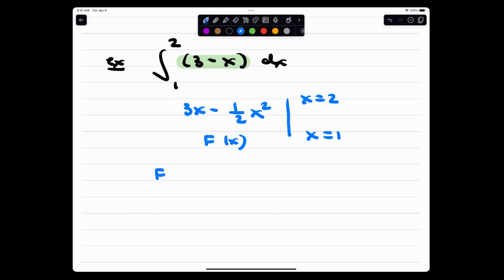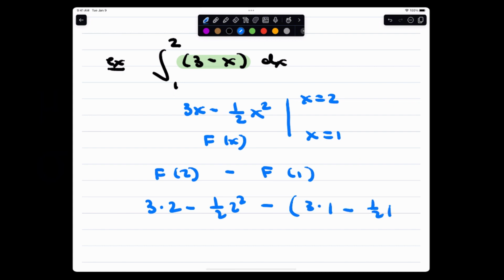So F of 2 minus F of 1. 3 times 2 minus 1/2 times 2 squared, and then 3 times 1 minus 1/2 times 1 squared. Sometimes it's easier to do it a little bit like this. Maybe you see it better. All right, you guys see my point? You got to get that antiderivative function.